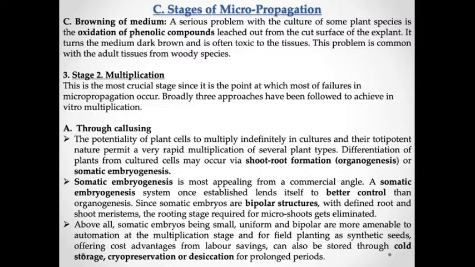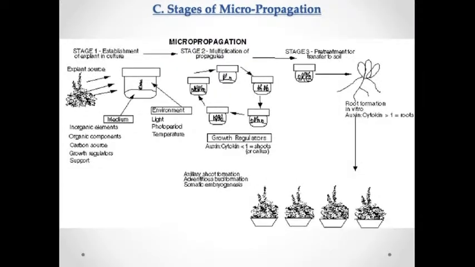This diagram shows the whole stages in a very nice way, everything we have been studying so far. The first stage is the establishment of your explant in the culture. So you have your explant source, then you maintain the medium with the organic components, carbon source, and growth regulator support. With all four main ingredients, you have a medium prepared, then you maintain the environment with the light, photoperiod and the temperature. So these things are maintained for your explant.